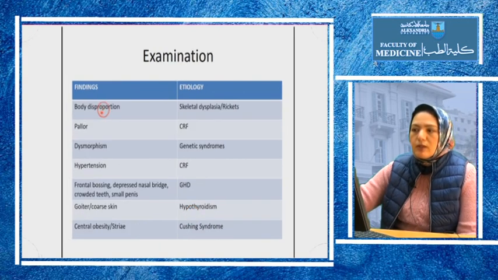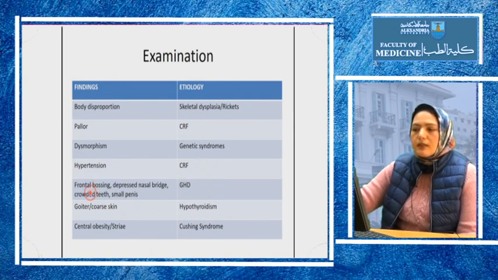The body proportion, as we mentioned before, skeletal dysplasia is associated with disproportionate short stature. If you find pallor, the patient may suffer from CKD or chronic hemolytic anemias or iron deficiency anemia. Dysmorphism in case of genetic syndromes like Turner syndrome, as we mentioned before. Hypertension if the patient has chronic renal disorders.